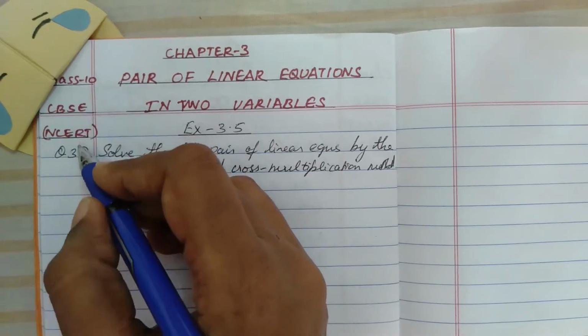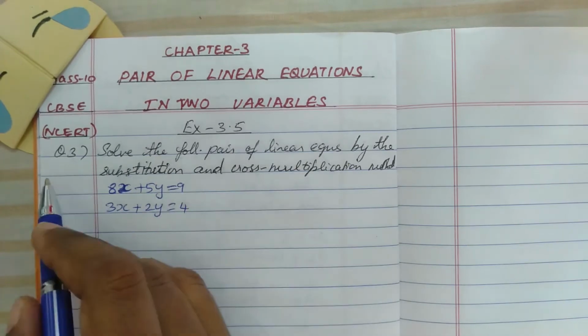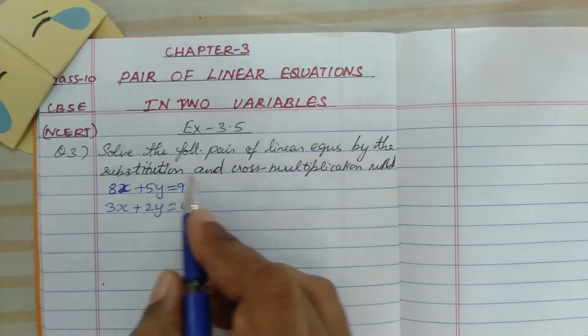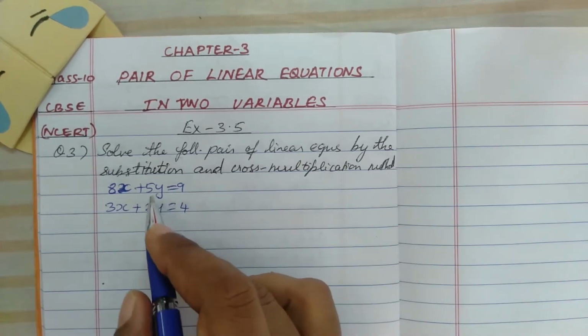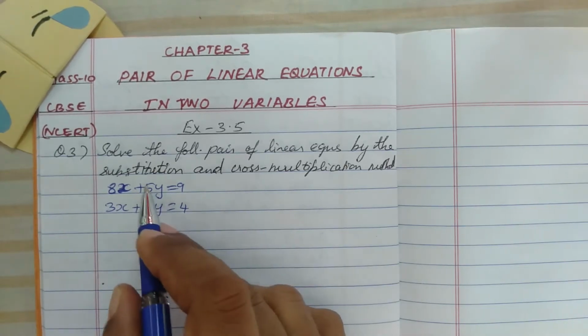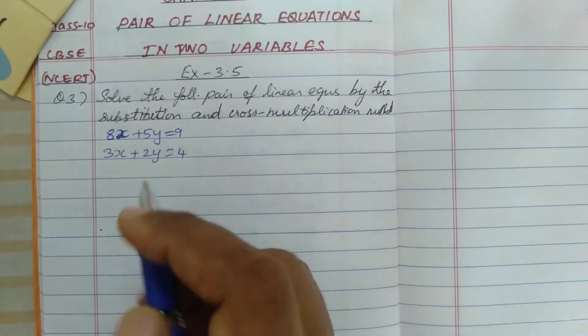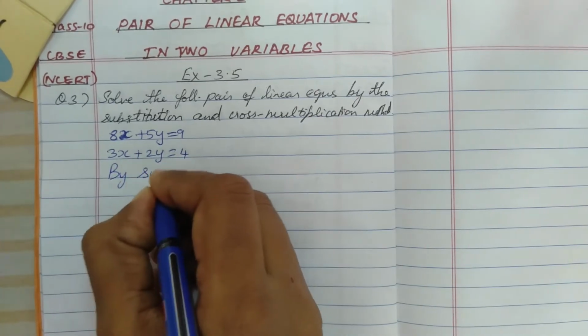Students, in this video we shall see chapter number 3, pair of linear equations in two variables of class 10 CBSE NCERT syllabus. We are in exercise 3.5, question number 3. Solve the following pair of linear equations by the substitution and cross multiplication method. So here a set of equations is given. We have to find its solution using the substitution method as well as the cross multiplication method. So let's start using the substitution method.